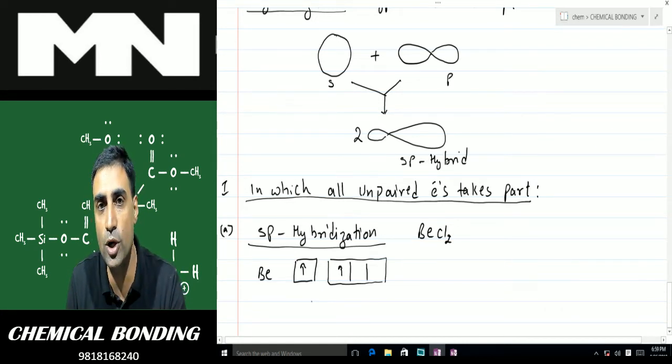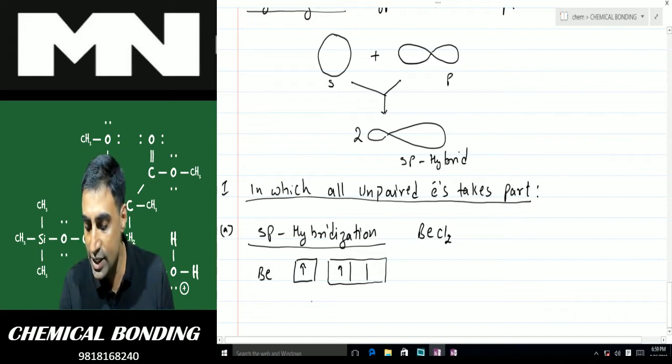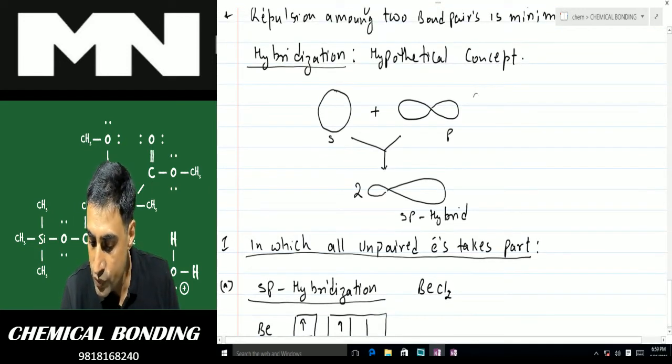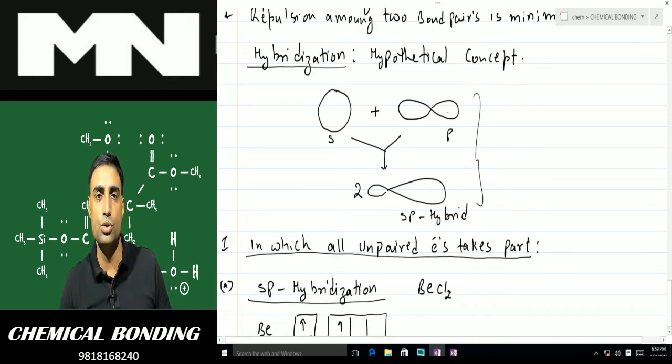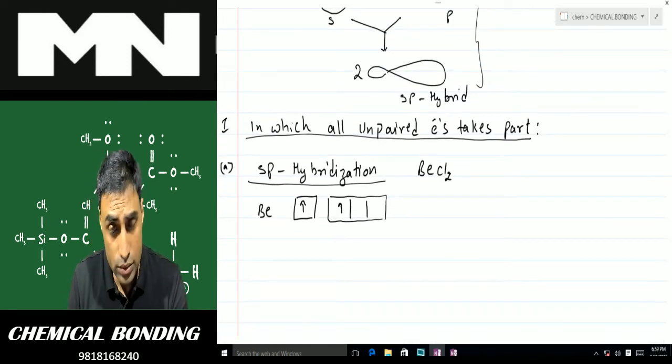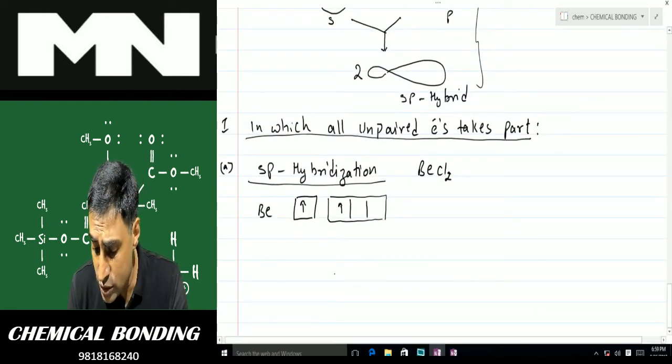So how many hybrid orbitals will you get? 2, as you can see in this structure. One s and one p are undergoing hybridization, so that will lead to the formation of 2 hybrid orbitals, 2 sp hybrid orbitals. Now the question comes: if I have got 2 hybrid orbitals, how will they be placed?